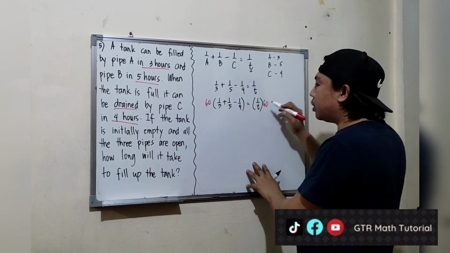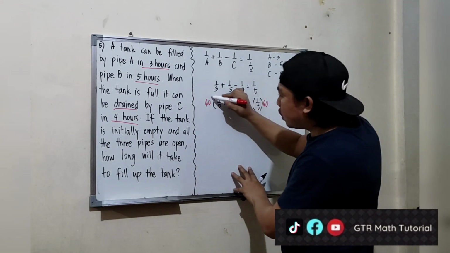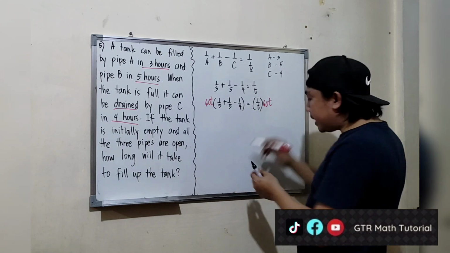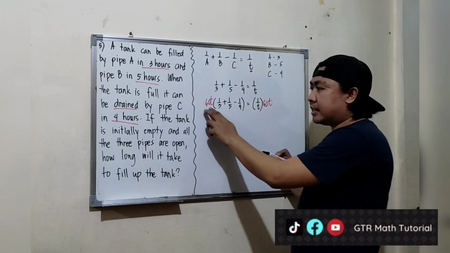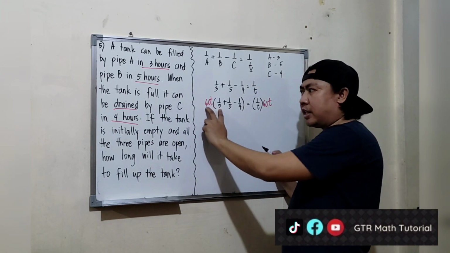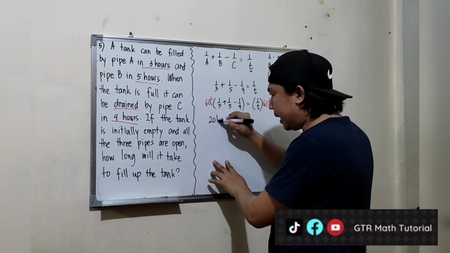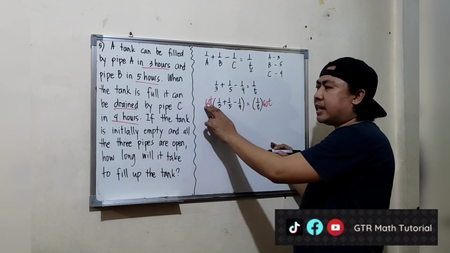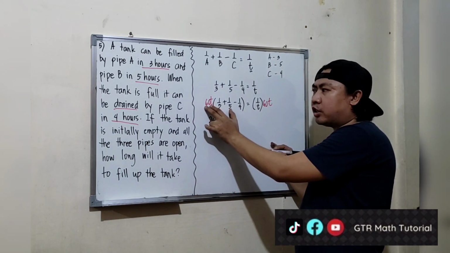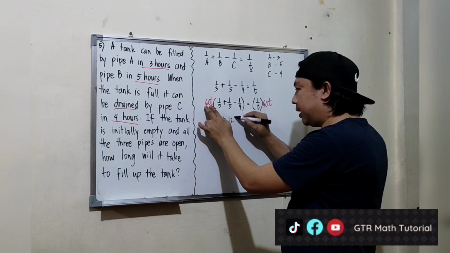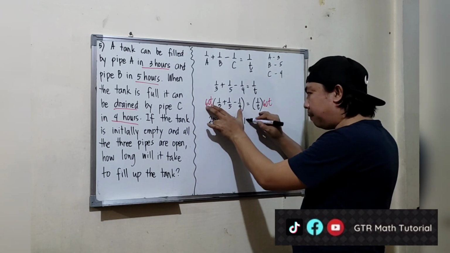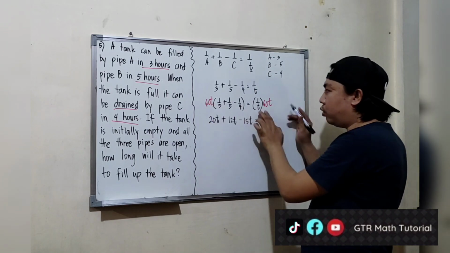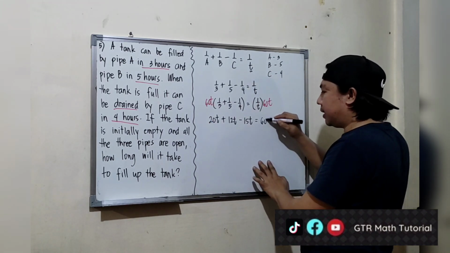So, multiply both sides by, meron pa palang T, so both sides by 60T. And then, just solve for T. Okay, so we have 60T divided by 3, that will give us 20T, plus 60 divided by 5, that is 12, so we have 12T, minus 60 divided by 4, that is 15. So we have 15T is equal to, cancel out T, so we have 60.